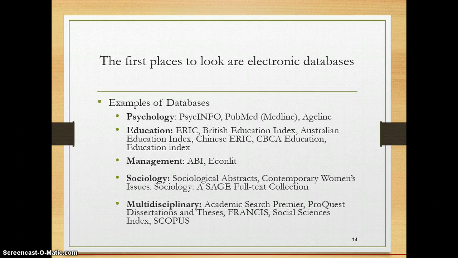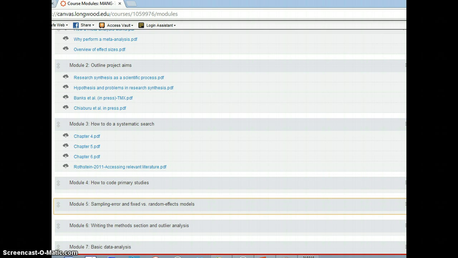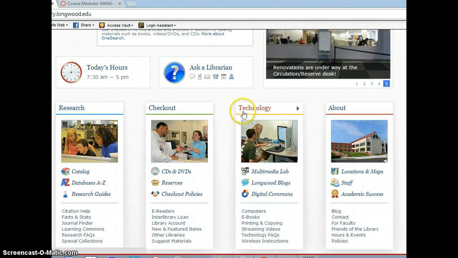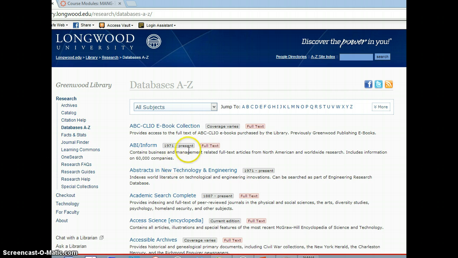I often recommend, as a beginning point, looking in electronic databases. There are numerous ones that I recommend. And again, it does depend on the types of studies you're looking for. These are just some examples here. When I'm searching here at Longwood, I'll go to the Greenwood Library, and I'll go over to databases. One of my favorite places to look is ABI Inform.